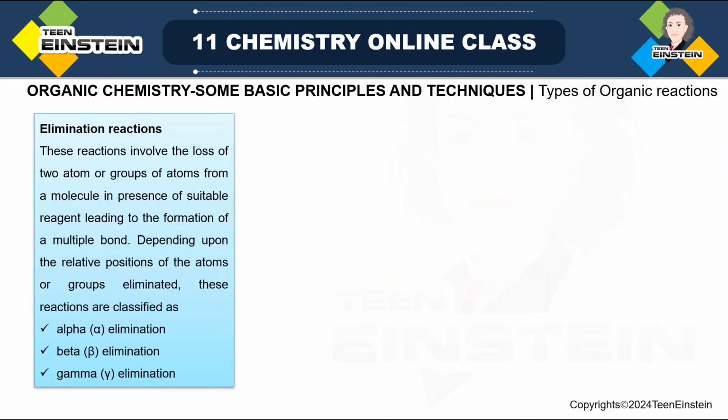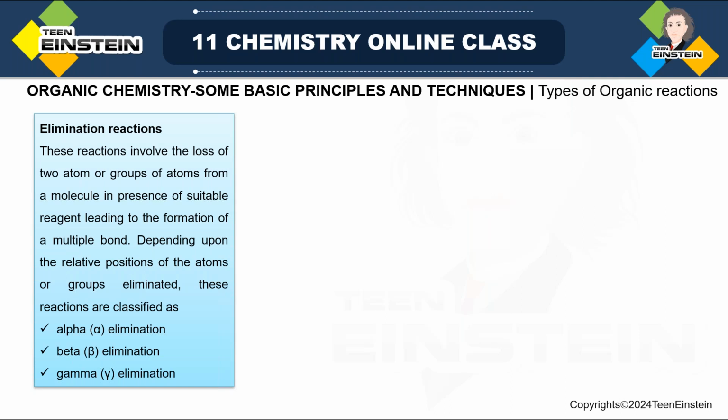Elimination. Addition, the opposite word is elimination. So now you can understand, you just have to do the reverse reaction. In the previous case, we have seen there is a double bond and we have added some reagent. Now what will happen? Two sigma bonds will be broken and there will be generation of a pi bond. So that is the difference. If you want to understand the difference from the previous one, this is actually the difference.